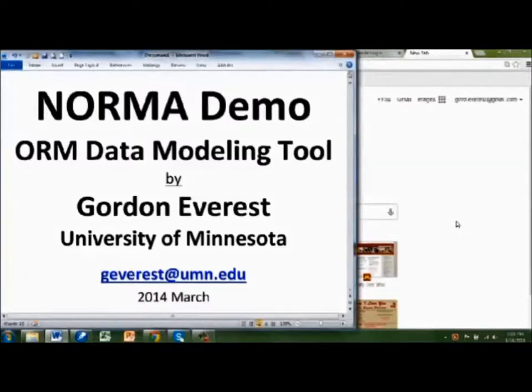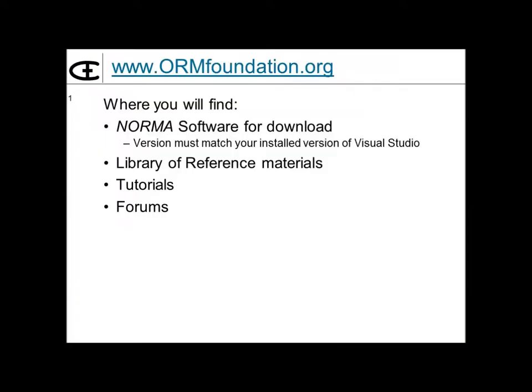An introduction to NORMA, the data modeling tool for object role modeling. We're going to go through the process of adding some objects and relationships to a model, adding some relatively complex constraints, viewing the verbalization, and finally generating the relational tables.